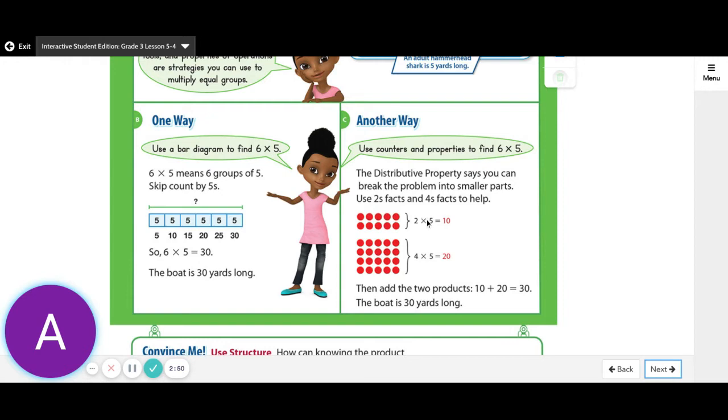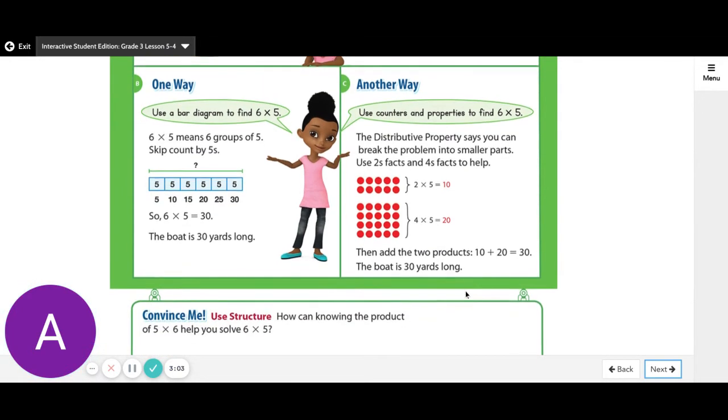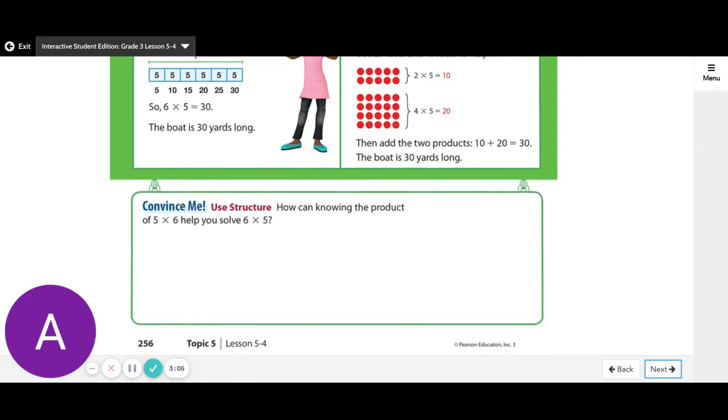Another way we can think about it, think about the distributive property. They did 2 times 5 and 4 times 5. 2 times 5 is 10. 4 times 5 is 20. Then they added those up. 10 plus 20 equals 30. The boat is 30 yards long. Let's look at the bottom.